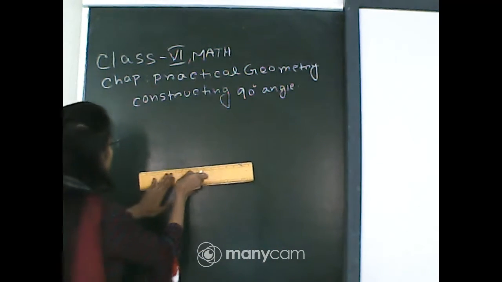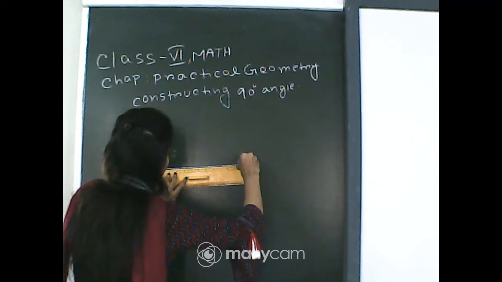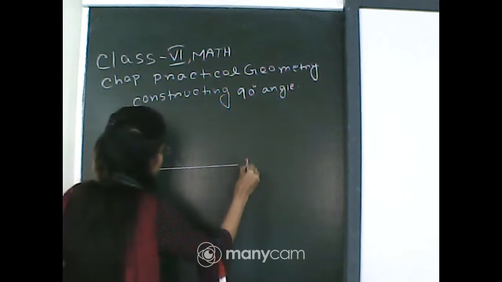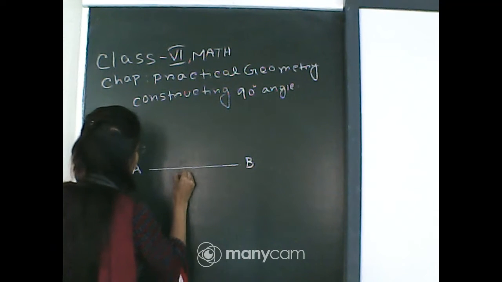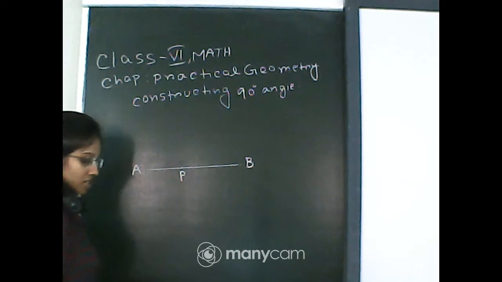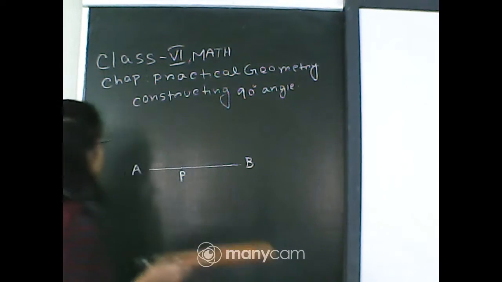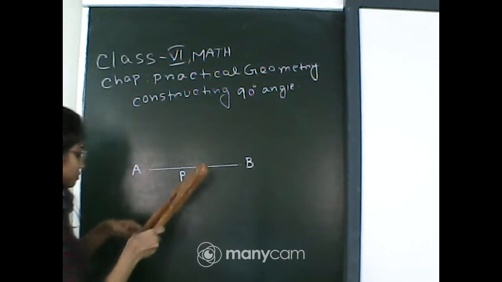For this, we first draw a line AB. Now, we take a point P on it. Okay. First, we draw a line AB and take a point P on it.